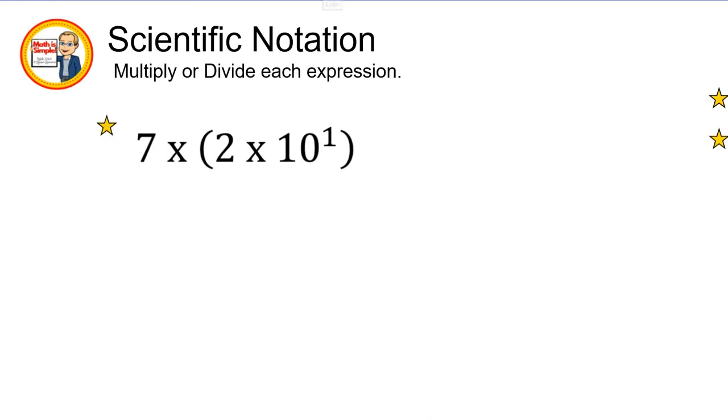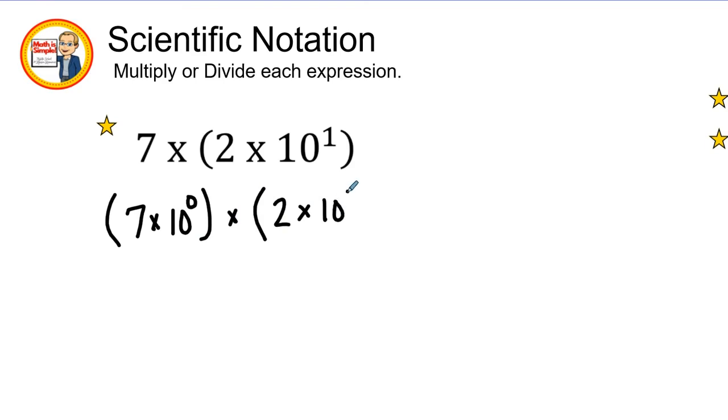Here we have 7 times 2 times 10 to the first power. Now this 7, if I make it into scientific notation, I am going to keep the value, but I'm going to put 10 to the 0 power times, I'll put this in parentheses, and then I have 2 times 10 to the first power. Now here I go. I could do my bow tie rule again.